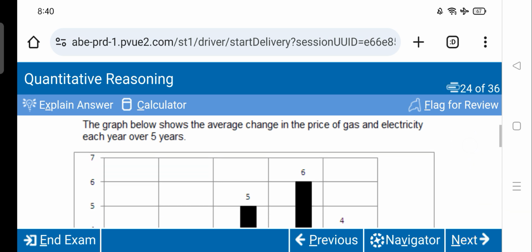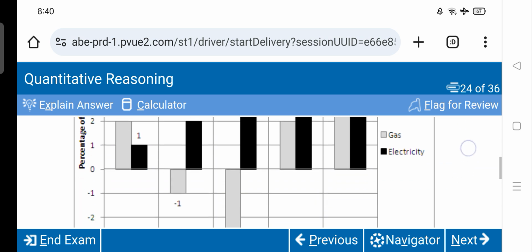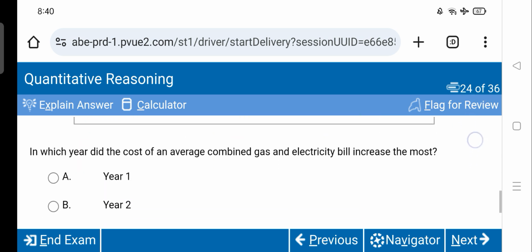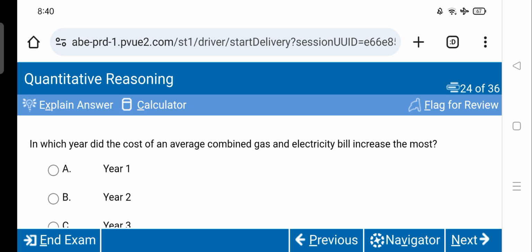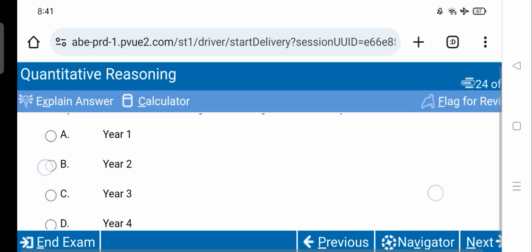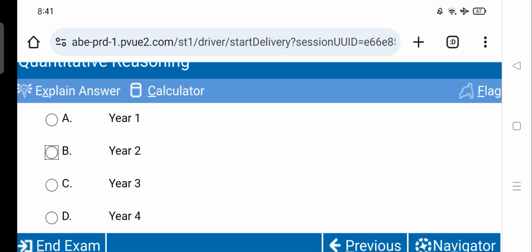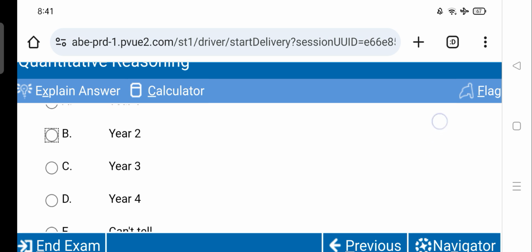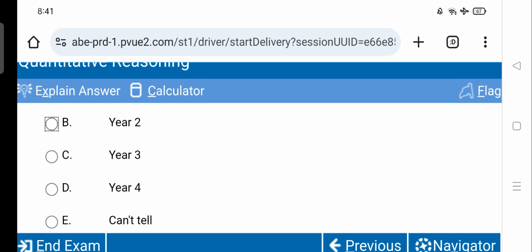Next question, having the same information given in the chart. The question is, in which year did the cost of an average combined gas and electricity bill increase the most? Option A, year 1. Option B, year 2. Option C, year 3. Option D, year 4. And option E, can't tell.